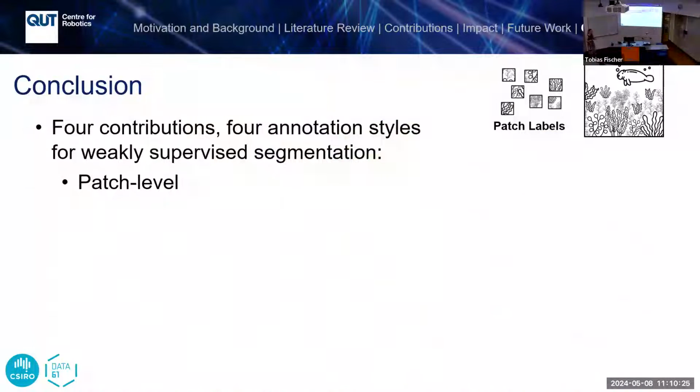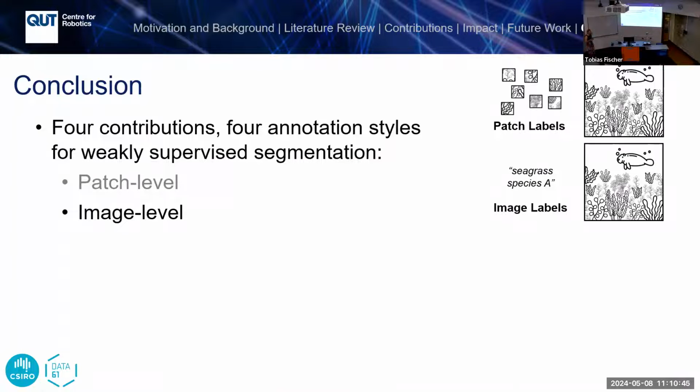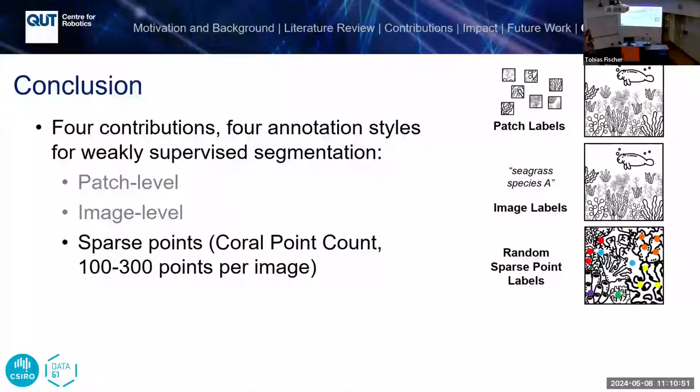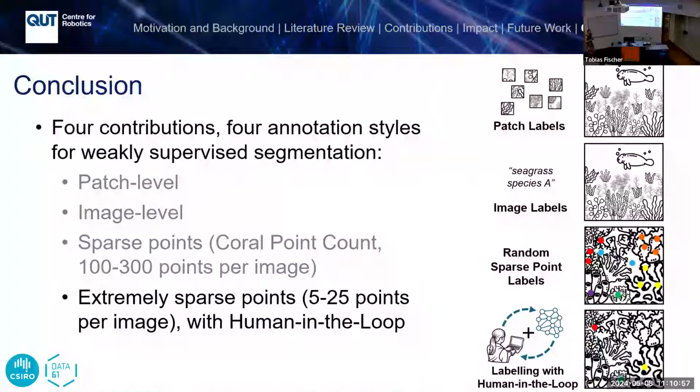So now to conclude the seminar today, I presented 4 key contributions which have spanned 4 different annotation styles for weakly supervised segmentation. We've considered 2 tasks, seagrass segmentation and coral multi-species segmentation. Our first approach used only patch level labels. We then built on this by using image level labels for that coarse seagrass segmentation task. Our third work looked at leveraging randomly placed sparse point labels in coral imagery. And then we finally considered the extremely sparse label setting in which we only had 5 to 25 points per image. And so we also contributed that human in the loop labeling regime.